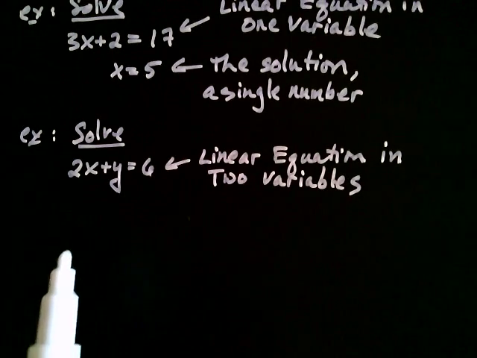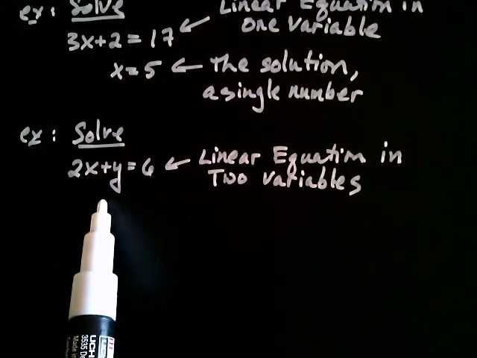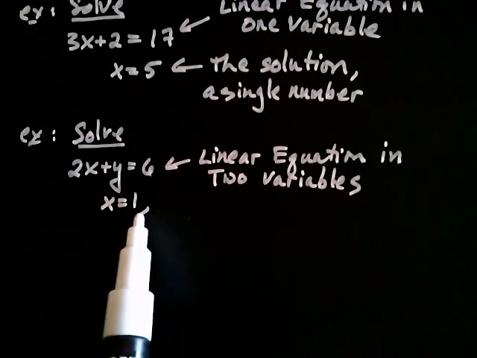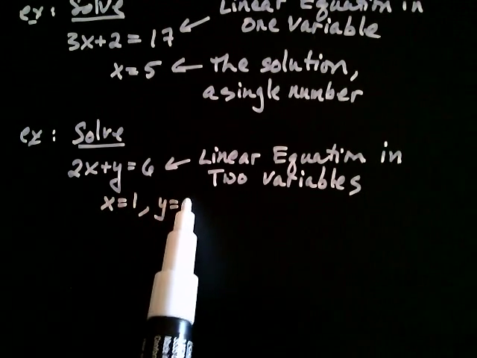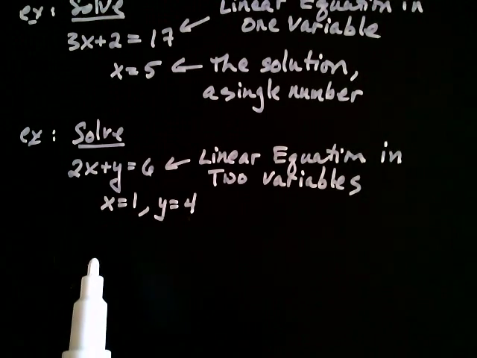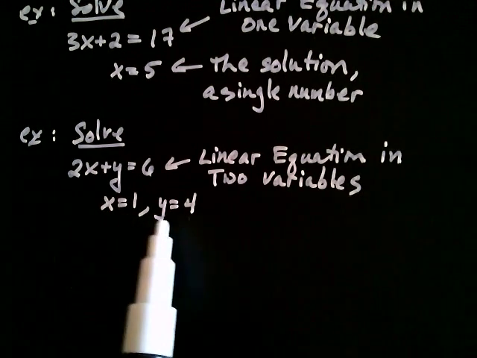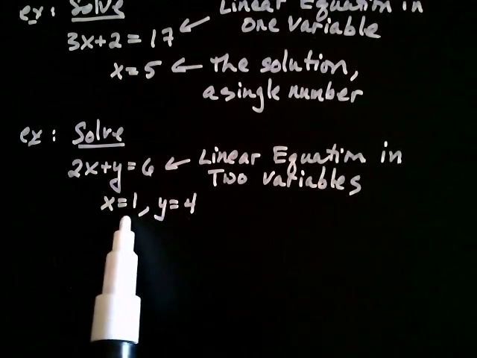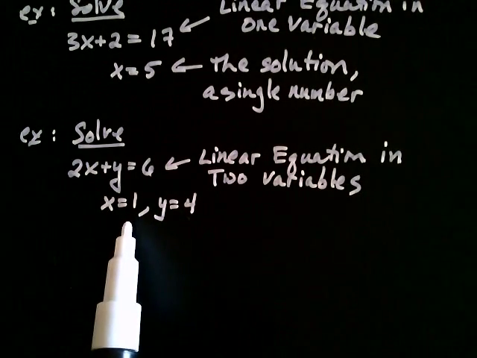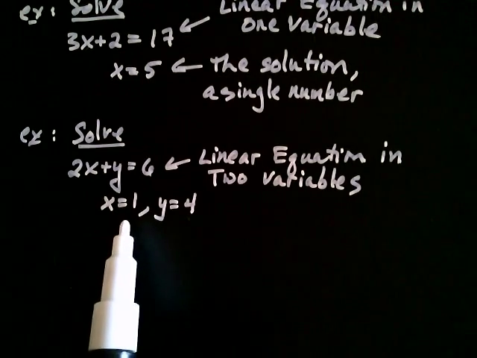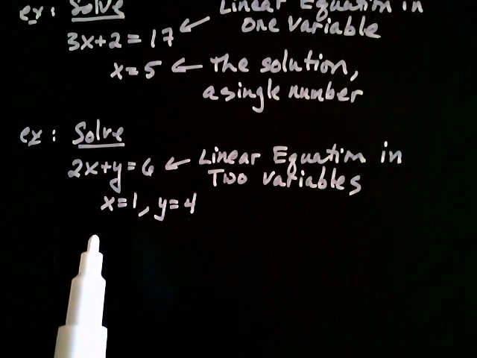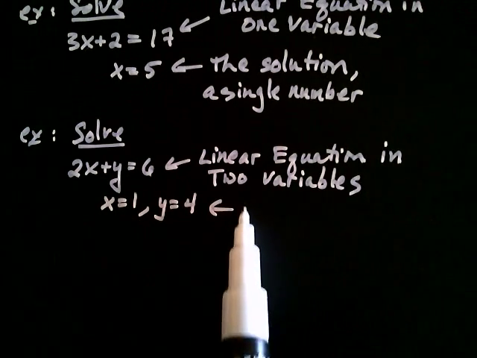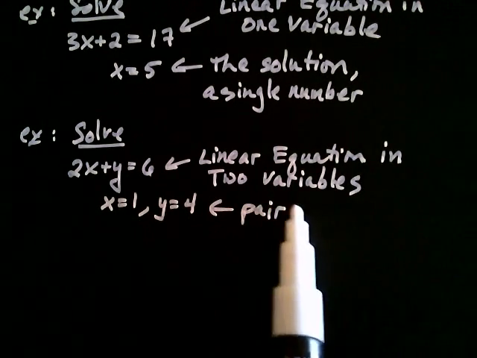And let me give you an example of what I'm talking about. Consider x is equal to 1 and y is equal to 4. So do you see how I specified two numbers, one for x and one for y? And I could ask myself, is this pair of numbers a solution? Now notice I'm specifying a pair, and that's because there are two variables.